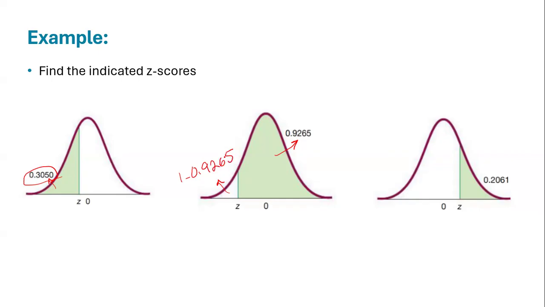Then whatever you get, you find that number on the table. So 1 minus 0.9265. In this case, you're looking for this number on the table. Make sure to find this one on the body of the table and see what z-value corresponds to that. Again, the area to the right is given to you, so subtract it from 1 first, and whatever you get, look for that number.